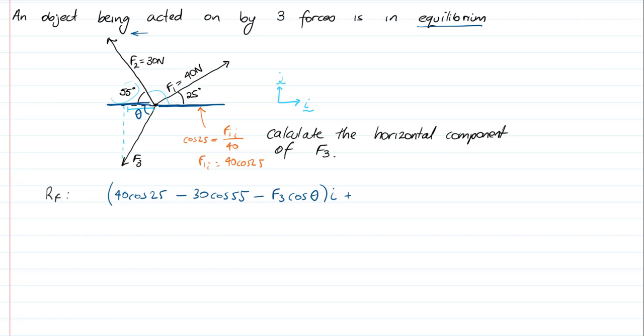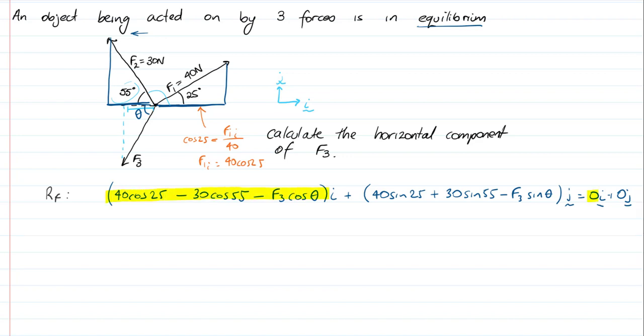Okay, that's our I component. And then our J component is this. F1 is 40 sine 25 plus 30 sine 55. So this is a plus. They're both in a positive direction. But then minus F3 sine theta J equals 0I plus 0J, or just 0. So that's our component form. What we can do with this is we can equate the components. So what I'm saying there is, the I component is equal to the I component here, and the J component is equal to the J component here.